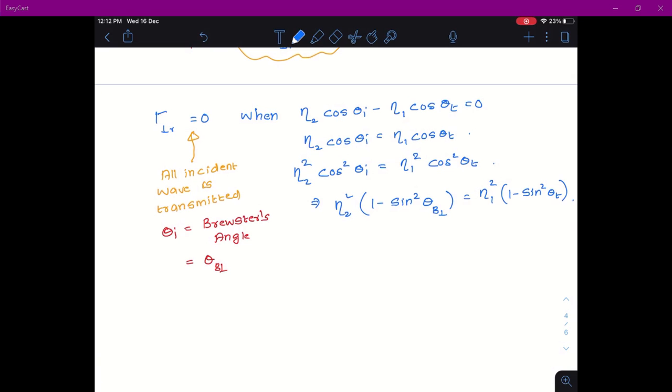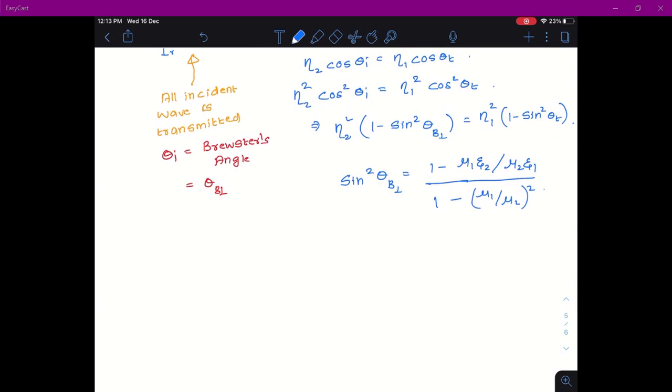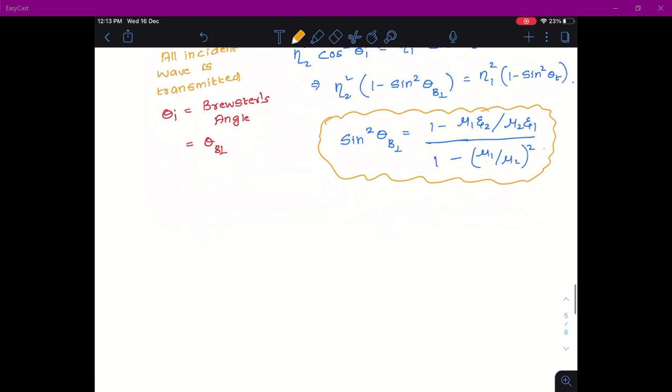Now, you can substitute the values of eta and so on. So, you will find that the value of sin square theta Brewster's is equal to 1 minus mu 1 epsilon 2 divided by mu 2 epsilon 1 divided by 1 minus mu 1 by mu 2 whole square. The square of sine of Brewster's angle is equal to 1 minus mu 1 epsilon 2 by mu 2 epsilon 1 by 1 minus mu 1 by mu 2 square.